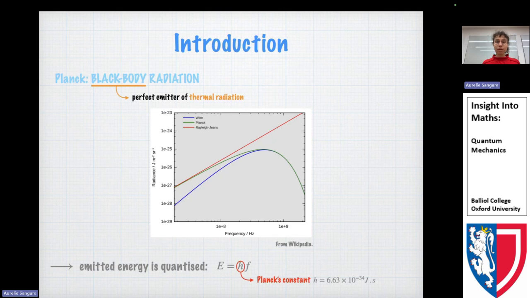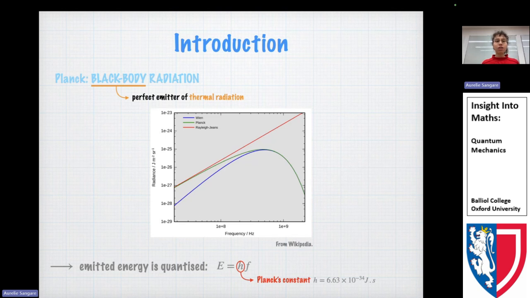And these perfect emitters are also what we call perfect absorbers, meaning that they perfectly absorb all the radiation that is emitted on them. And so if your perfect emitter or your perfect absorber is cold, then it is perfectly black, which is why we call it then a black body. So a black body is a perfect emitter slash perfect absorber of thermal radiation.